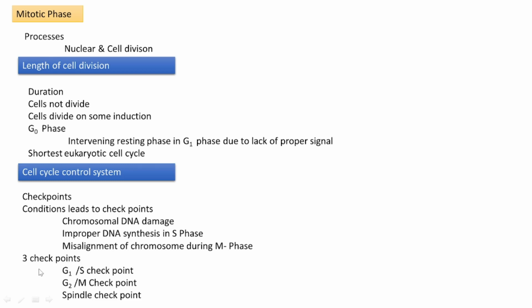Then we need to understand the checkpoints that exist for controlling the cell cycle. Which are the checkpoints present in the cell to control the cell cycle? Three checkpoints are there. The first checkpoint is the G1S checkpoint. The second one is the G2M checkpoint. And the last one is the spindle checkpoint.